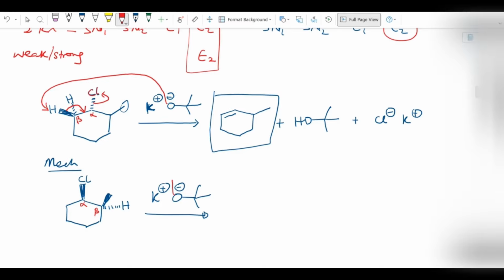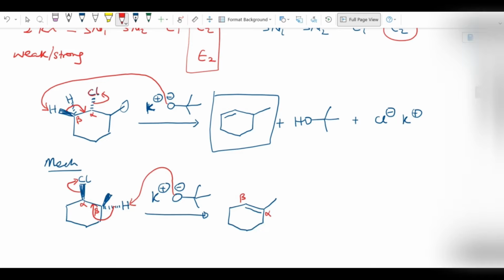That base is going to grab this proton, which is anti-periplanar to the leaving group. The bond between the hydrogen and the beta carbon is going to break, and the excess electron will form a double bond between the beta and alpha carbons, and then this leaving group will be kicked out. When that happens, it will form a double bond between this alpha and beta carbon.